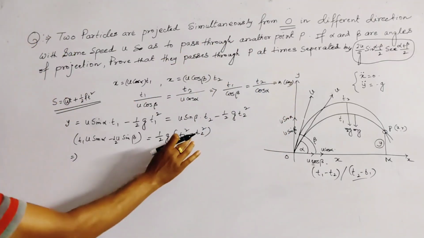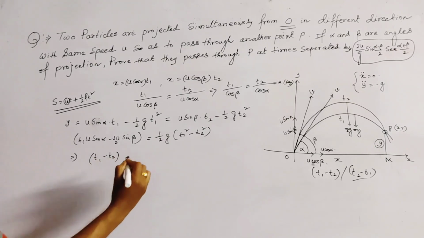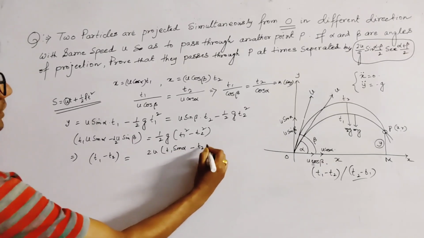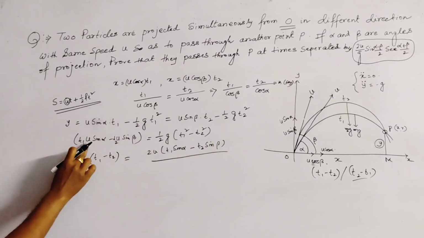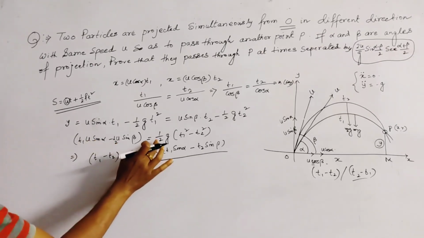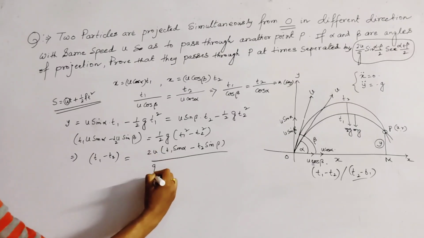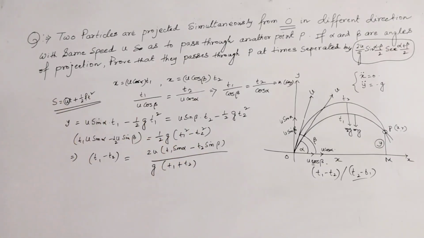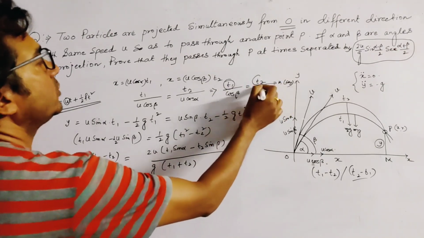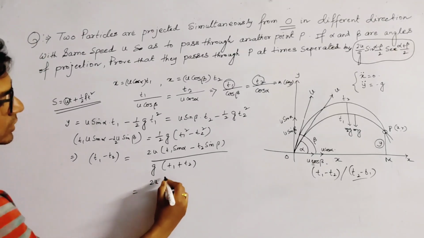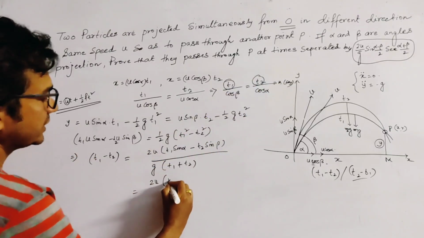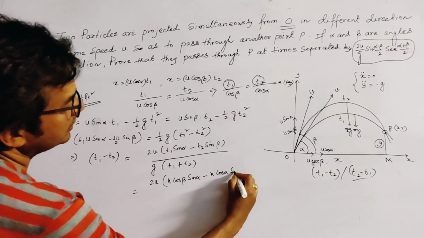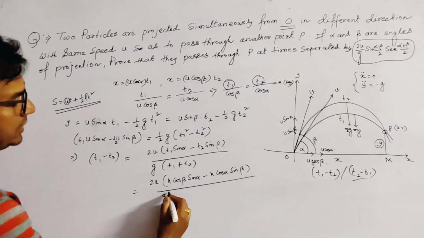This is our answer. Now from here we get T1 minus T2 equal to 2u into T1 sin alpha minus T2 sin beta. We take u common from both terms, multiply by 2, and the denominator is g into T1 plus T2, because T1 squared minus T2 squared is T1 minus T2 into T1 plus T2. Now we put the values of T1 and T2 from here. We get the relation 2u into k cos beta into sin alpha minus k cos alpha into sin beta, divided by g into T1 plus T2.